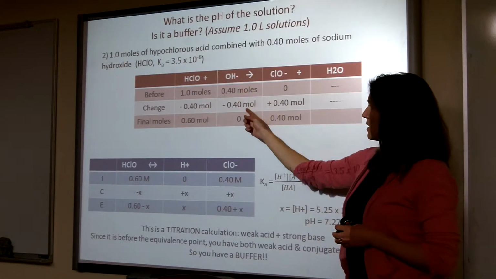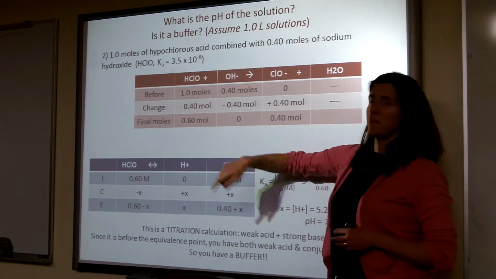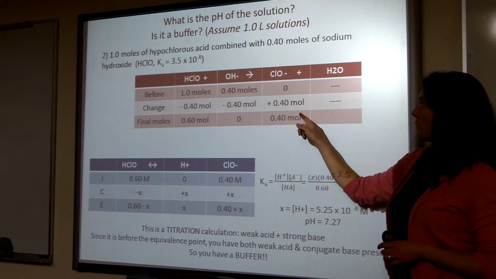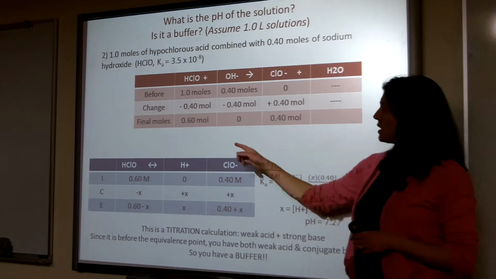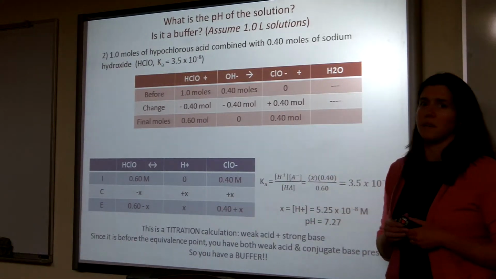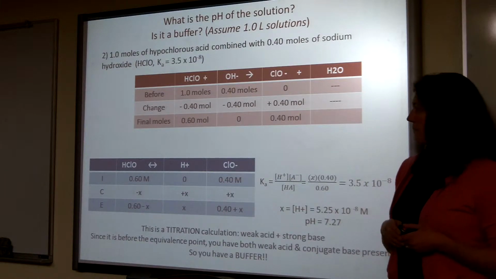So all of my hydroxide can get used up. 0.4 of my acid will get used up. That'll leave 0.6 moles of acid behind. And in that process, I'm making 0.4 moles of my conjugate base. So notice now I have a buffer. I've got some of my weak acid and my conjugate base present. And again, this is really similar to a calculation you do in a titration.